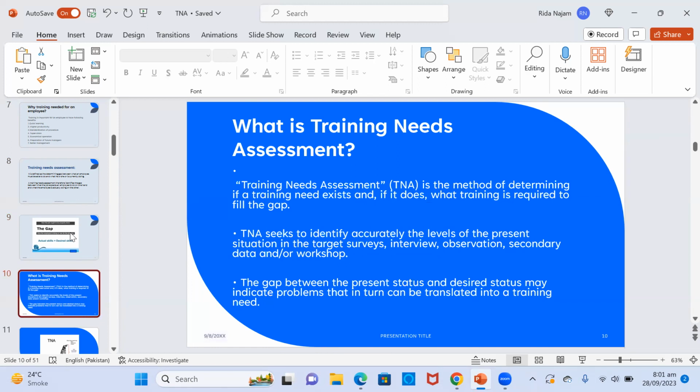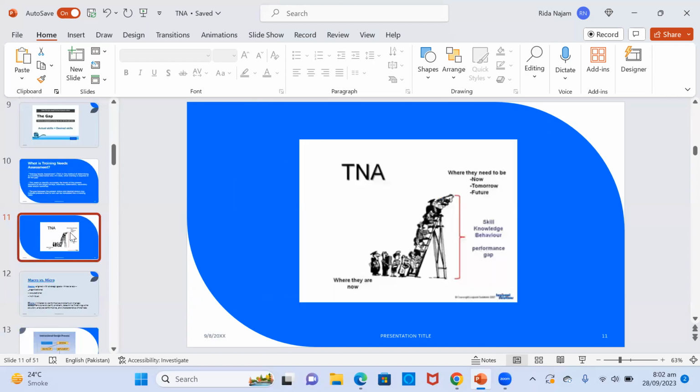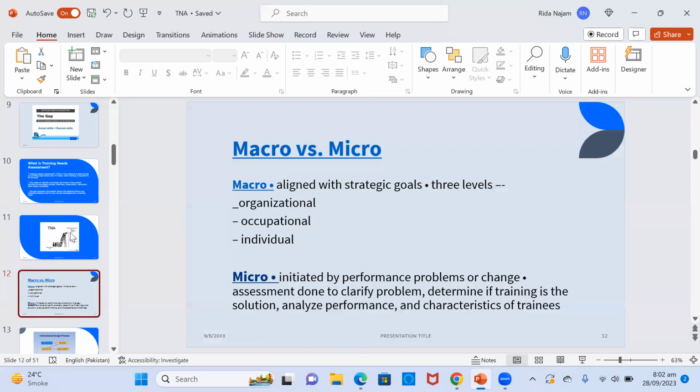It seeks to identify accurately the levels of the present situation in the target group through surveys, interviews, observation, secondary data, and/or workshops. The gap between the present status and the desired status may indicate problems that in turn can be translated into a training need. This is basically a diagram which shows a bunch of people on a ladder, and it shows where they are now and where they need to be, which is now, tomorrow, or in the future. This includes the skills, the knowledge, the behavior they have, and then the performance gap that needs to be bridged in order to get them there.